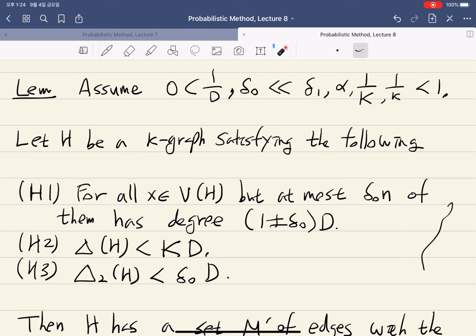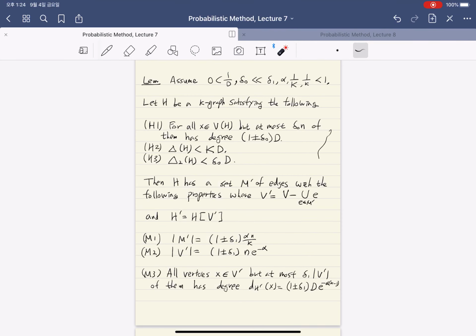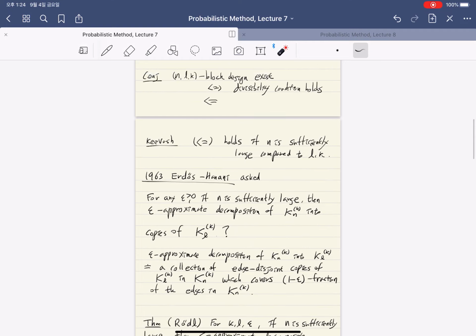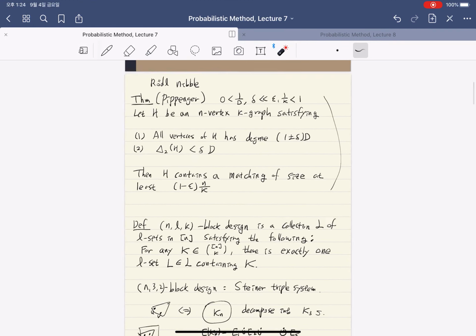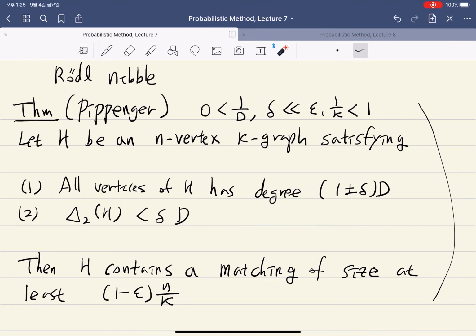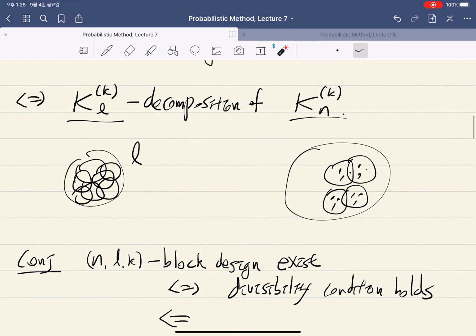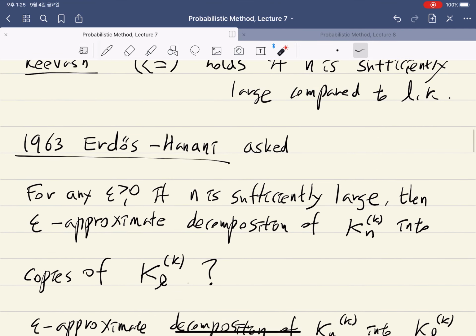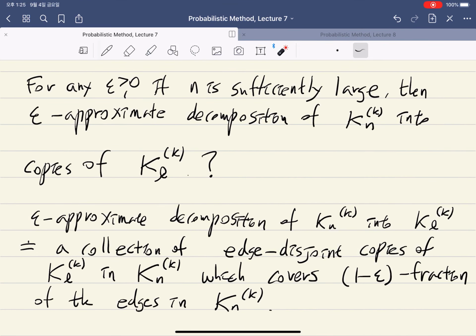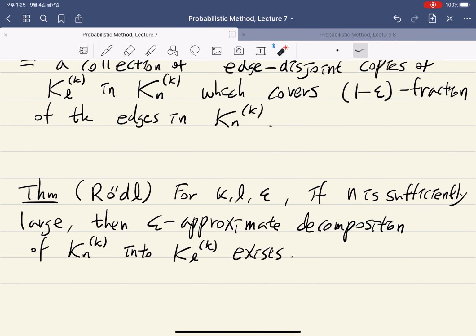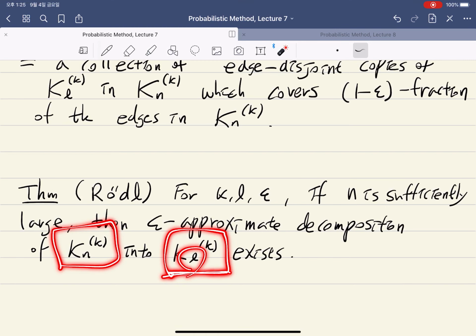So now we want to prove this lemma, which last time we showed implies the Pippenger theorem about hypergraph matching. We also checked that this implies the Erdős–Hanani conjecture, which is about the approximate decomposition of a complete k-uniform hypergraph into complete k-uniform hypergraphs with a smaller number of vertices.